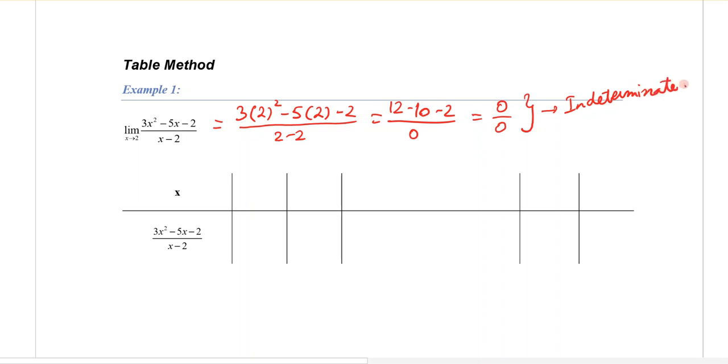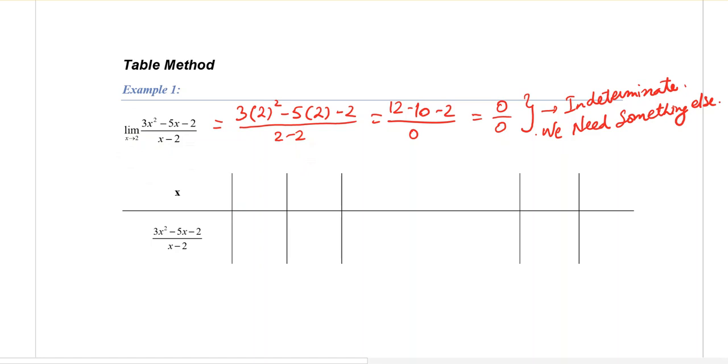So this is indeterminate form. It means we need something else. We cannot solve this problem by just plugging in the values. And we also notice that the function is not defined at x equal to 2. Whenever a function is not defined at a certain point, it doesn't mean that the limit does not exist at that point. The limit might still exist. Essentially for the limit, we are looking at what's going to happen in the neighborhood of 2, when we go really close to 2. So let's try to use the table method.